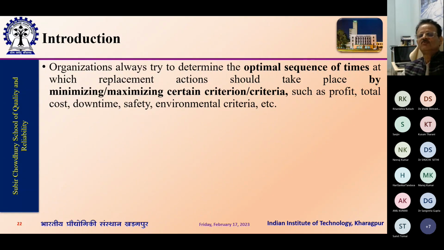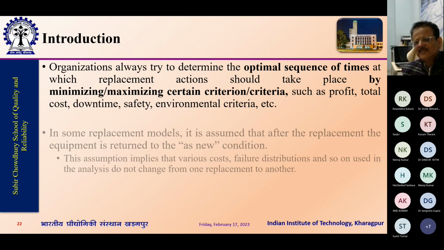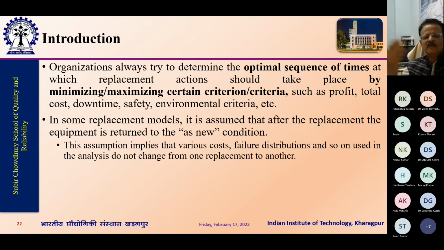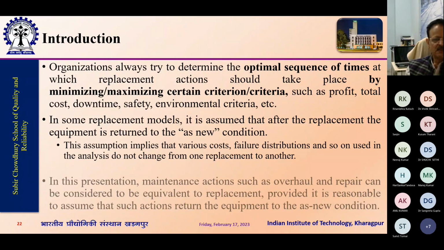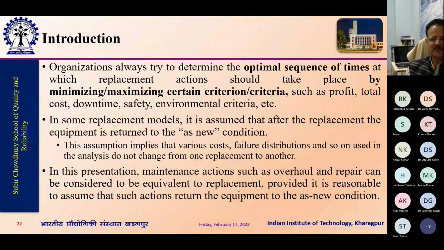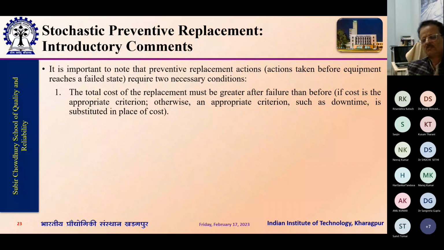So we have to find out the optimal sequence of times at which the replacements are to occur by minimizing or maximizing certain criteria. As I said, that criterion in our case could be minimization of downtime, maximization of profit, minimization of losses, and so on. So any criteria, they are interrelated also. Minimization of downtime implies maximizing availability also. Right. So as the condition has been assumed, whatever action we are taking in this model, whether this is a repair action, overhaul action, any action which we are taking is assumed to be bringing the system as good as new, right?